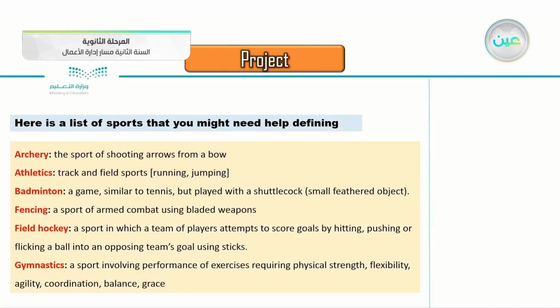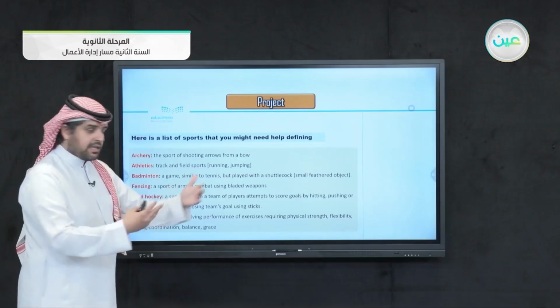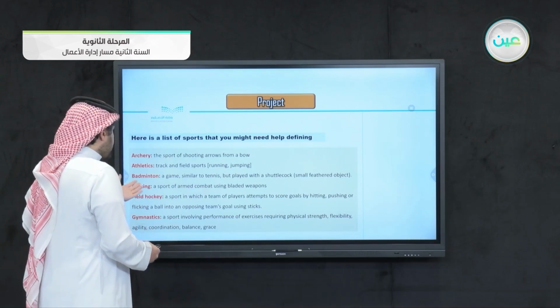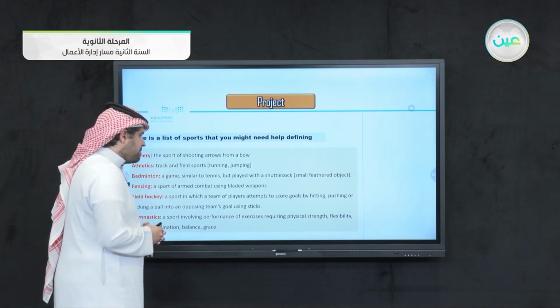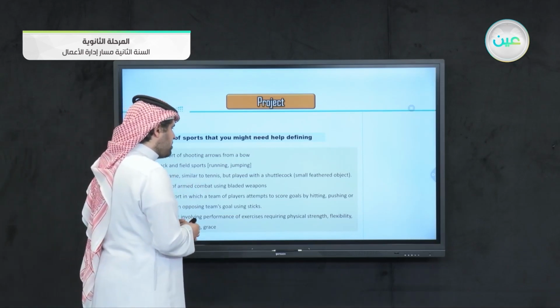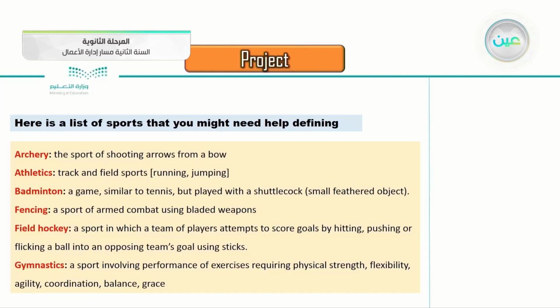So here's a list of sports that you might need help defining. This is a little help for you. Archery, the sport of shooting arrows from a bow. So you have a bow and you have an arrow and you shoot the arrow from the bow. Athletics, track and field sports, which means running and jumping. Badminton, a game similar to tennis but played with a shuttlecock, a small feathered object.